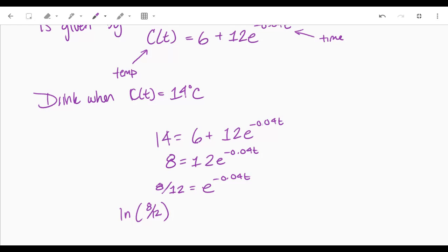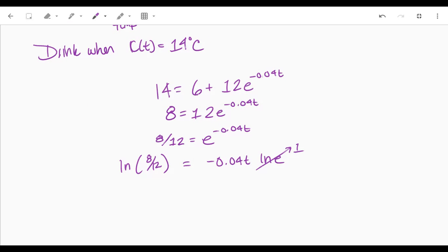if I'm just going to use my calculator to get there. So negative 0.04 t times the natural log of e, right? If you take the natural log of that side, I can bring the exponent out front, and the natural log of e is 1. Okay, so that t will equal the natural log of 8/12 over negative 0.04. I'll punch that in my calculator. I get 10.1. It says round it to the nearest 10, so 10.1 minutes.